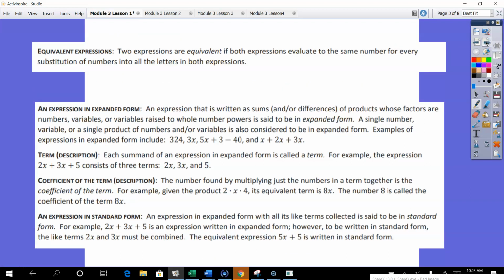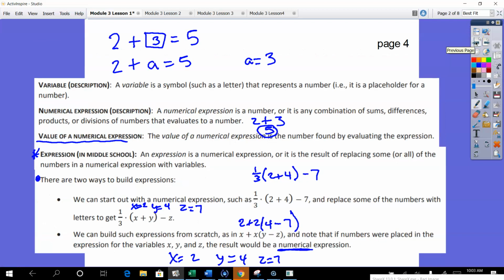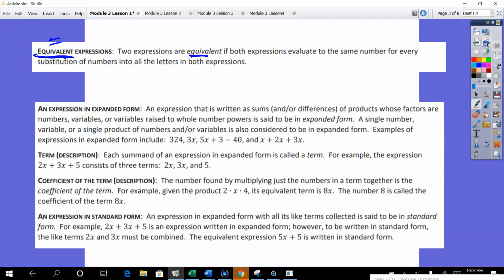Okay. Equivalent meaning equal, two expressions are equivalent if both expressions evaluate to the same number for every substitution of all the numbers into the letters in both expressions. Okay, so they have to have that same value for the numerical expression.